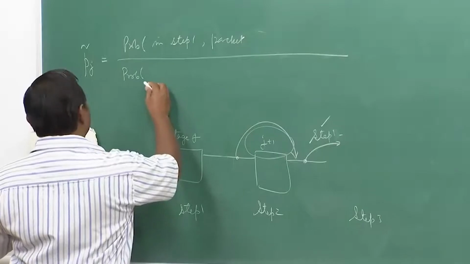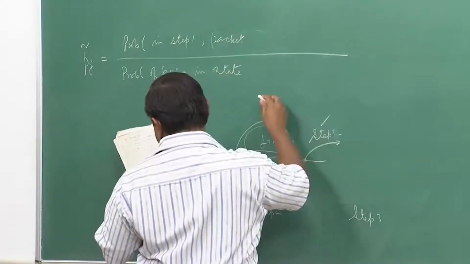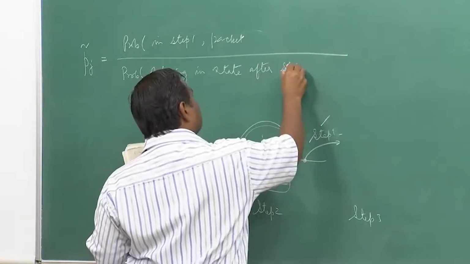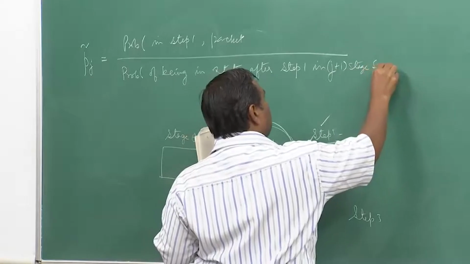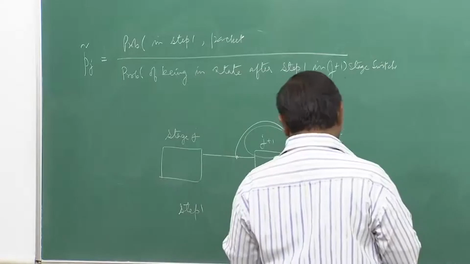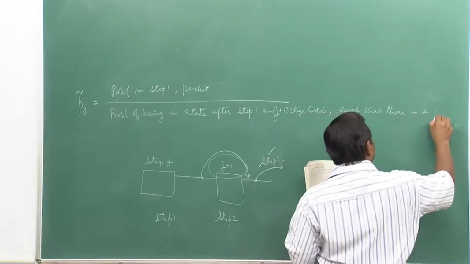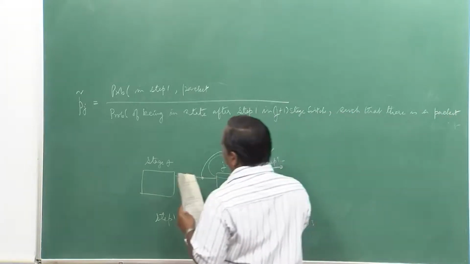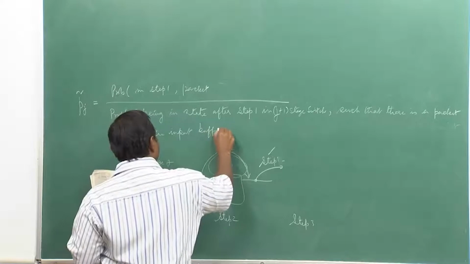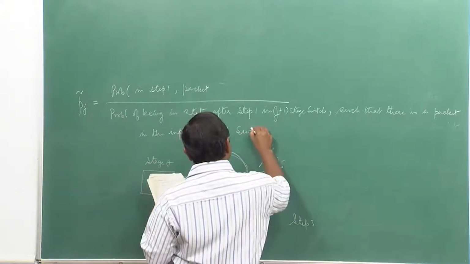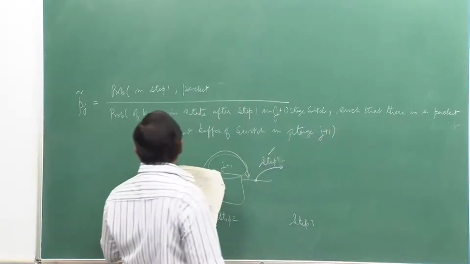So, I should write it as the probability of being in a state after step 1 in the j plus first stage switch, such that there is a packet in the input buffer of the switch in stage j plus 1, okay.